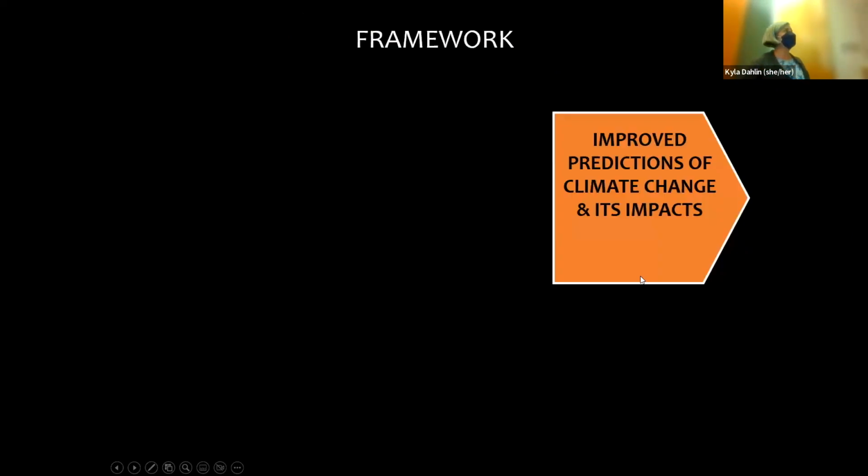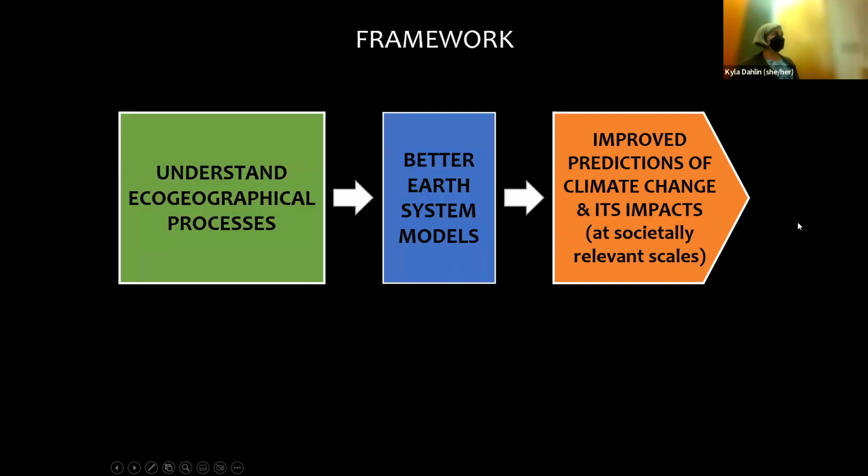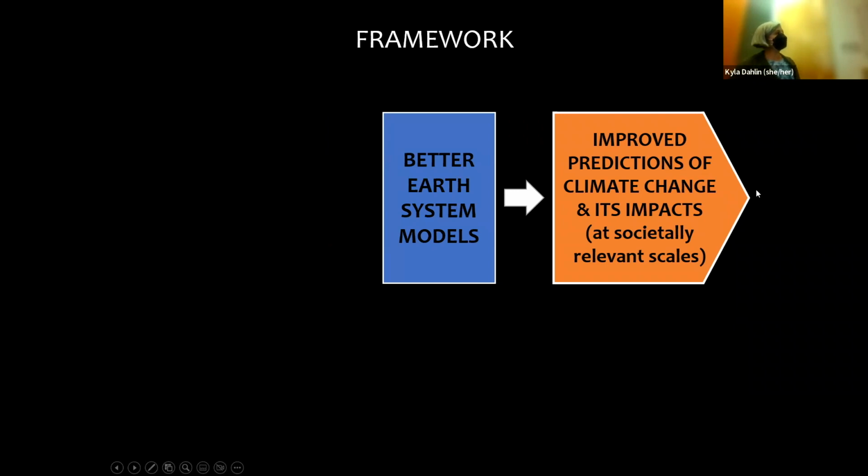And so ultimately, that's kind of the goal that I think about when I'm thinking about why I keep writing grant proposals all the time, which is trying to improve predictions of climate change and its impacts. And one thing that I'll come back to is really this interest in doing things that are relevant at societally relevant scale. So it's one thing to think about an Earth system model operating at the planetary scale, but decisions are rarely made at the planetary scale. And so being able to take that information and then turn it into something at a state or a country level scale would be nice. And so to do that, spoiler, we need better Earth system models.